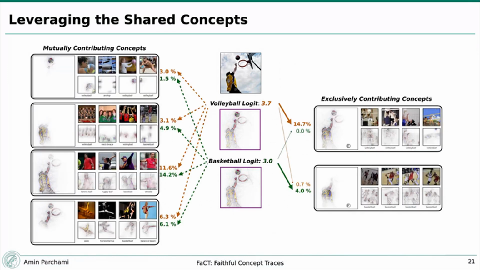We can now go one step further and look at the confusion on the concept level, showing how each concept contributes to the logits. On the left, we see concepts that mutually contribute to both logits, such as the ball concept on the first row or the jersey concept on the second row. In fact, for the jersey concept, we can already see that the top activating images have both volleyball and basketball instances.